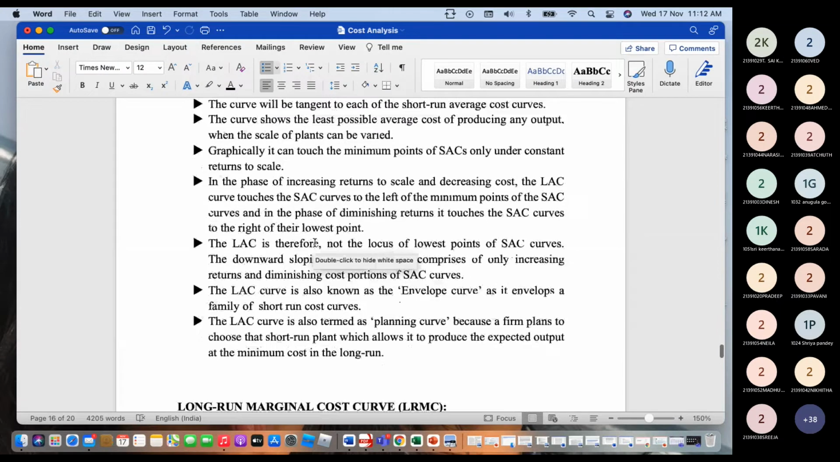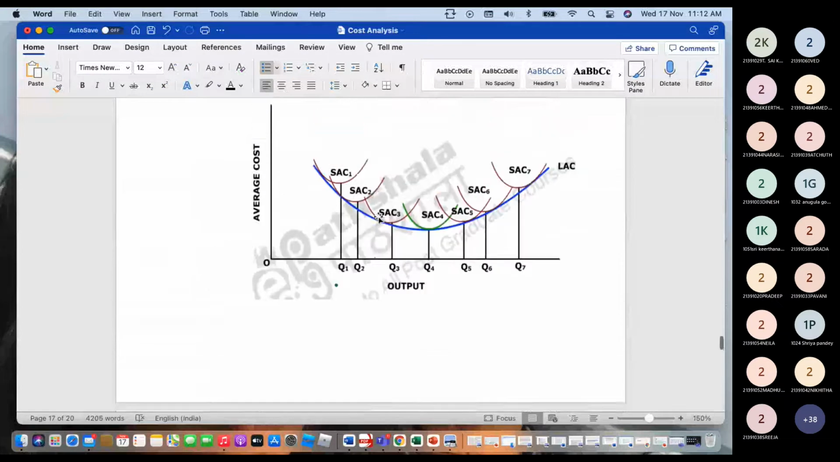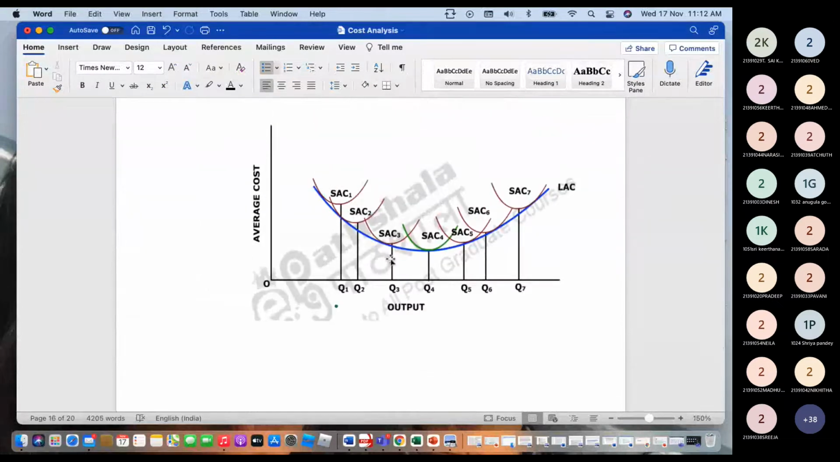This is because, again, it is because of the increasing returns to scale, constant returns to scale, and decreasing returns to scale. I tell you again and again the same thing so that it gets drilled into your head. Returns and cost are opposite to each other. So when the returns are more, the cost is less.